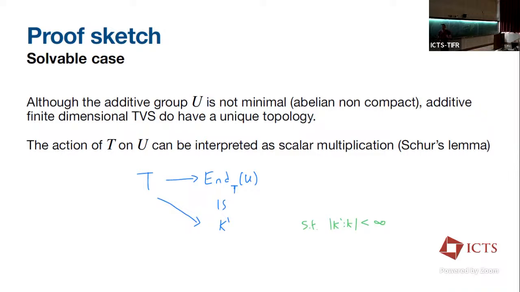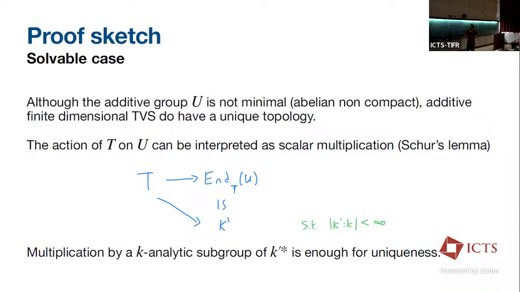It will be some analytic subgroup. And when I say analytic subgroup, I mean that T is defined over K, and the endomorphisms of U, which we can show is isomorphic to a field K prime, some finite extension, and T maps to K prime into the multiplicative group of K prime as an analytic subgroup. And we show that multiplication by some analytic subgroup is enough to ensure minimality. So you don't need to have scalar multiplication by the whole field, just by some small subgroup of the multiplicative group, and you're fine. So that's enough for uniqueness.